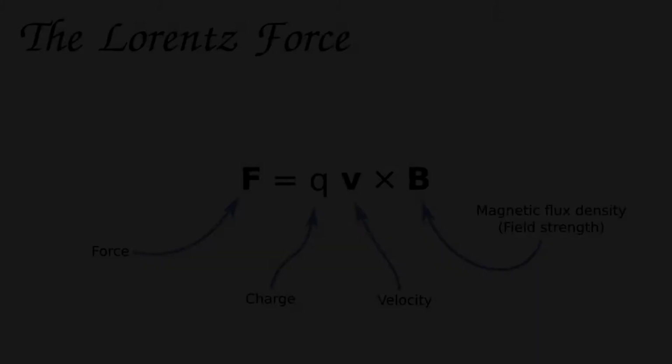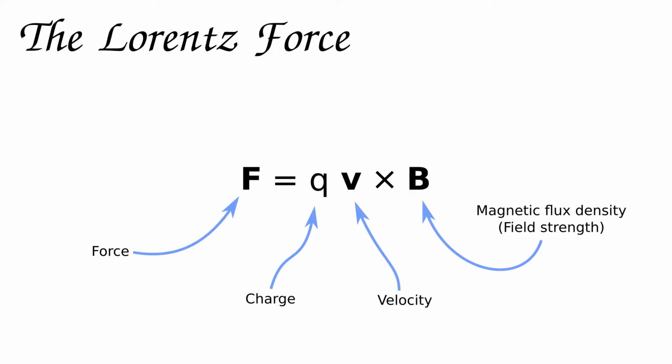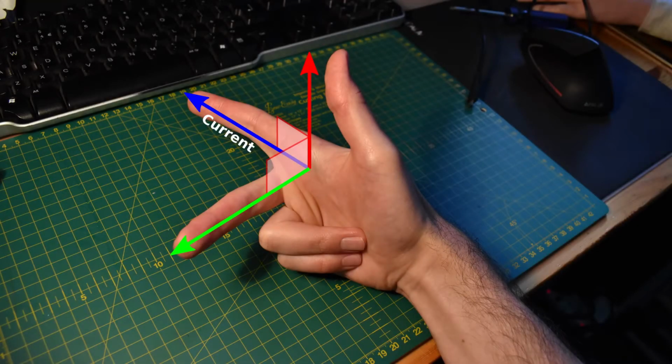If we take a step back and look at the Lorentz force again, we can map these vectors onto a hand. Note that current is just a physical flow of charge, so it's in the same direction as the velocity. First we have the current on my index finger, the magnetic field on the middle finger, and finally the force produced on my thumb. Simple?